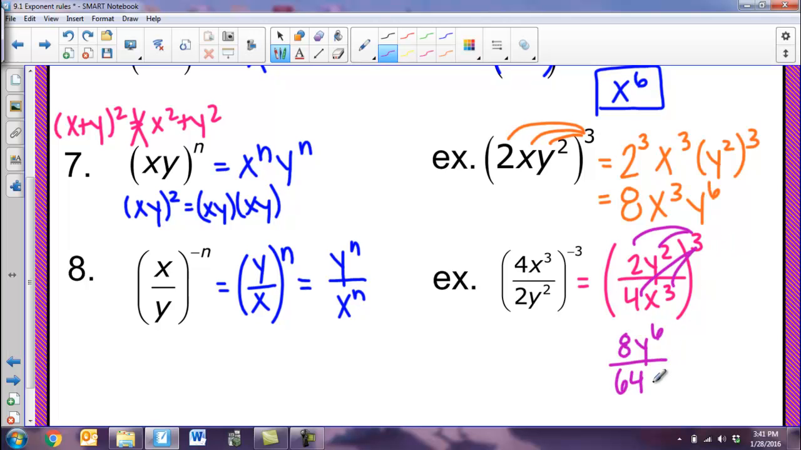And x cubed cubed would be x to the 9th, because you multiply the exponents. Now I just try to simplify if I can. I know both of these are going to divide by 8. And so my final answer would be 1y to the 6th over 8x to the 9th. Okay, just a couple more properties.